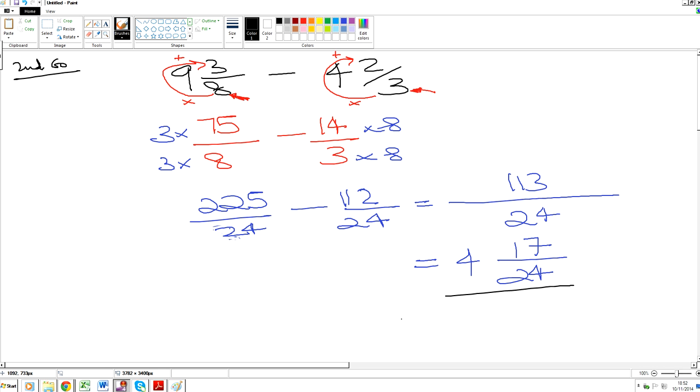If we've got to deal with slightly bigger numbers, it's got to be a bit more clued on, and change the top heavy answer back into mixed. Okay, I'll give you a chance to copy it down. Just going to stop the video here.